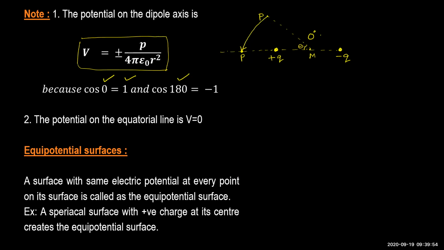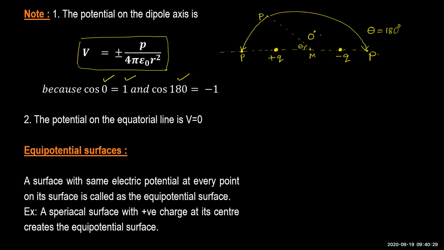Now in the same way, if the angle becomes 180 degree by moving the point P on the other side of the dipole, then theta will be 180 degree. And we know that cos of 180 degree is -1, and hence V is equal to minus P divided by 4 pi epsilon naught R square. So altogether it will be plus or minus, a positive potential or a negative potential.